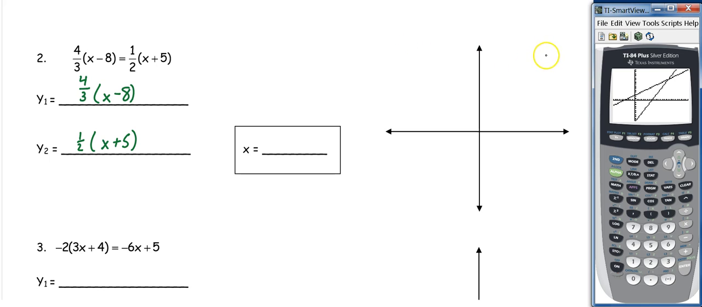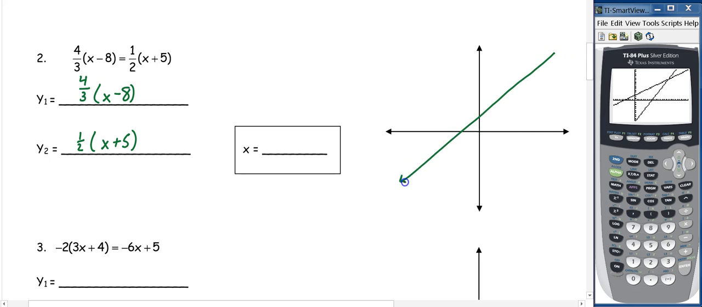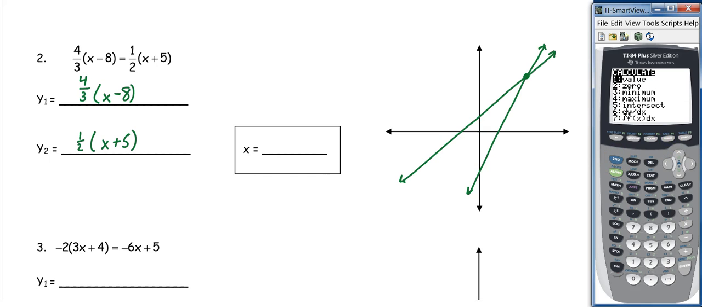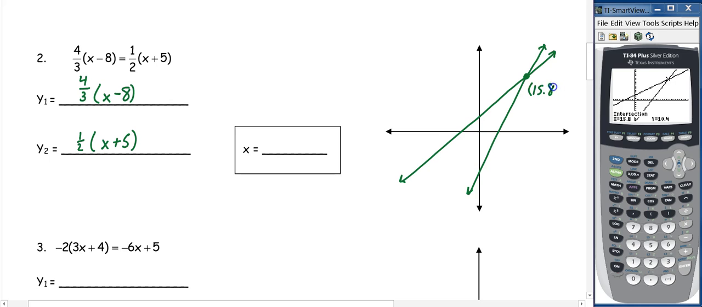So I'm going to draw a picture sketching out my graph. I have one line coming across this way, arrows. One line coming across this way, arrows. Here's my intersection. To find your intersection, second trace, 5, enter, enter. We can move it closer for our guess if we want. Enter. And it gives us our intersection is 15.8, 10.4. So my x value then is 15.8.